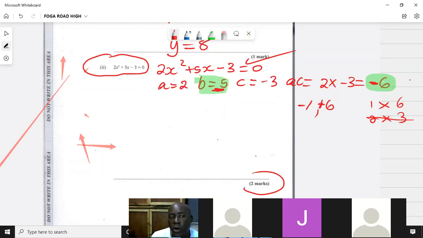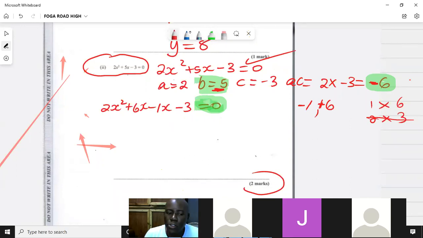So these two numbers will go in the middle. Remember, we're solving. So watch this. You're writing back 2x squared plus 6x minus, you could say 1x if you want, minus 3. And this is equal to 0. Why am I putting back my equal 0? I am not factorizing like they asked me to factorize. I am utilizing the skill of factorization to solve the problem. We are called to solve, but we are using the factorization as a vehicle to get there.